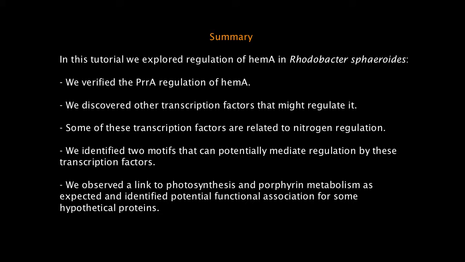In this tutorial, we have explored the regulation of the HEM-A gene. In addition to verifying the regulation of HEM-A by PER-A, the regulatory network model identified other transcription factors that may regulate HEM-A and the motifs that may mediate that regulation. We made the insight that some of the putative regulators are involved in nitrogen regulation. We also observed an expected link between photosynthesis and porphyrin metabolism and identified functional associations for some hypothetical proteins.